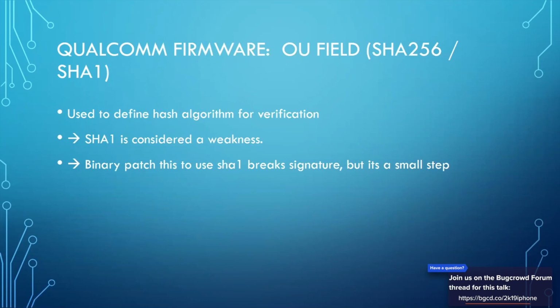But this one, the algorithm that's used for the verification of signatures, is also stored in the organizational unit field of the certificate. And that's a weakness because SHA-1 is a way weaker signature verification method than SHA-256. So it's considered a weakness. Of course, most certificates nowadays come with SHA-256, but since you can patch this, yes, that will break the signature chain.